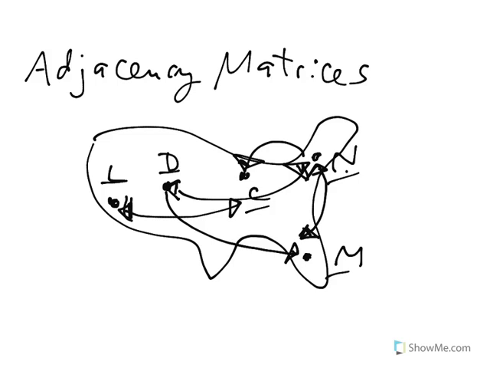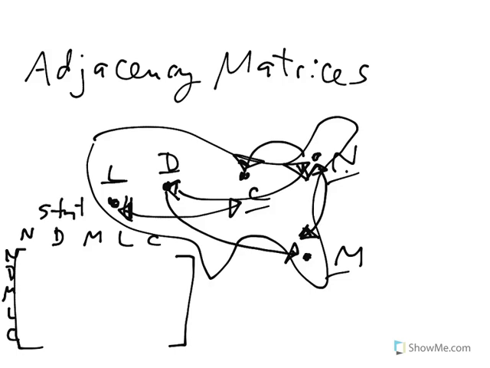So I can use a matrix to represent what's going on here. And in this case, that matrix would be a 5 by 5 matrix. And here I've labeled the rows and columns N, D, M, L, C and N, D, M, L, C. I want to make the columns represent the starting city where the trip starts from, and the rows are going to be where it ends up. And the way these adjacency matrices go, at least at this point, is I'm going to put a 0 if there's no trip that goes from one city to the other.